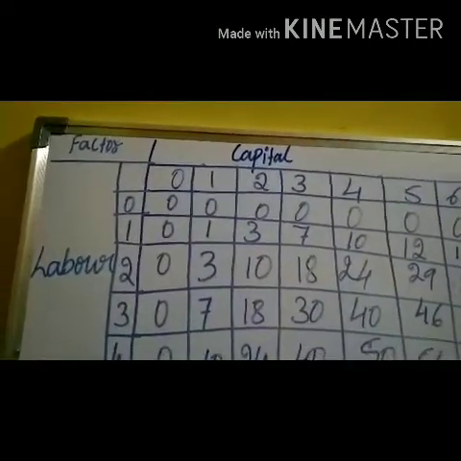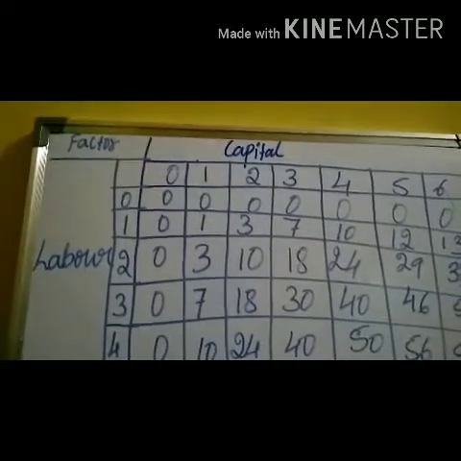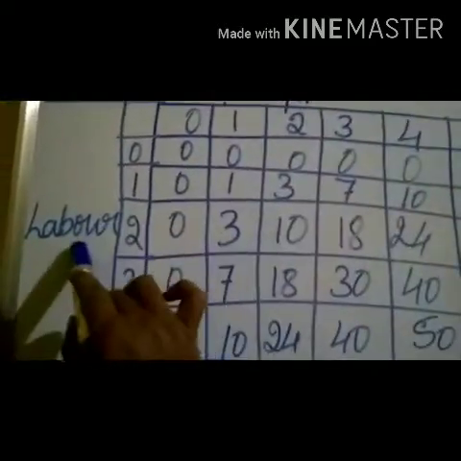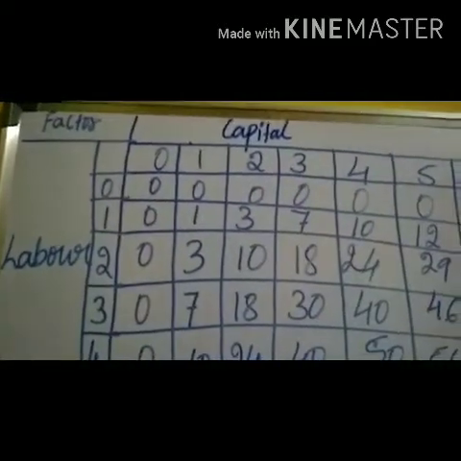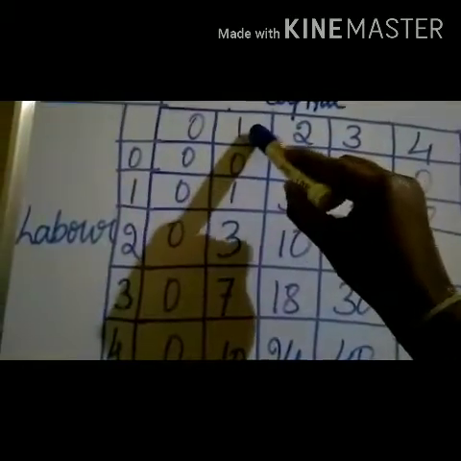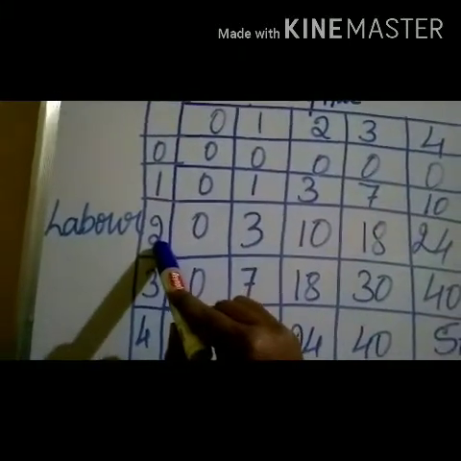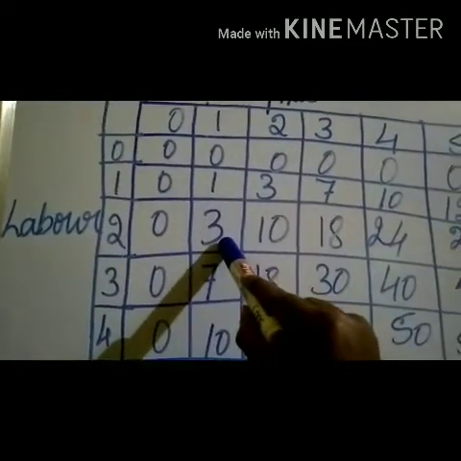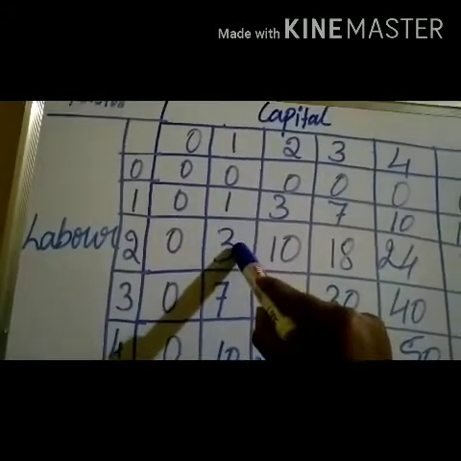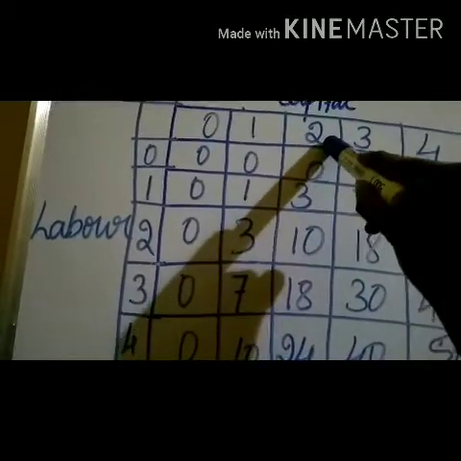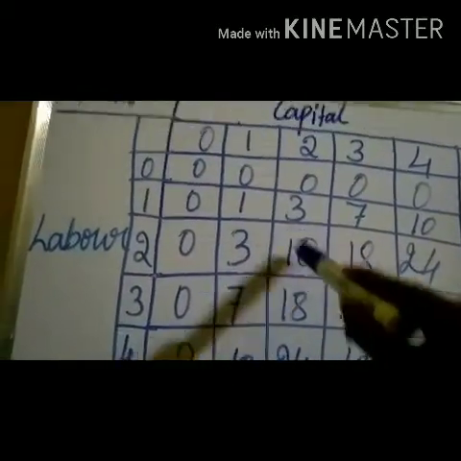So isoquant is a possible combination of two inputs that yields the same maximum level of output, right? Here we have taken two inputs, that is capital and labor. If we opt for 1 unit of capital and 2 units of labor, the output will be 3 units. Now 2 units of labor and 2 units of capital, the output will be 10 units. And 1 unit of capital and 1 unit of labor, the output will be 1.